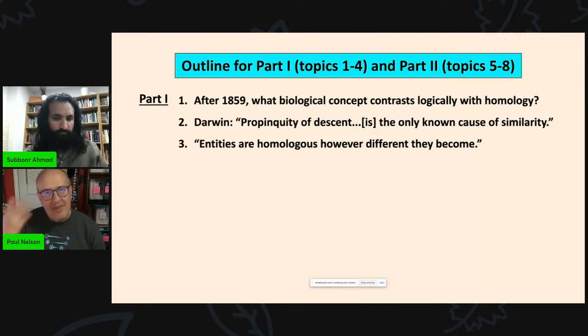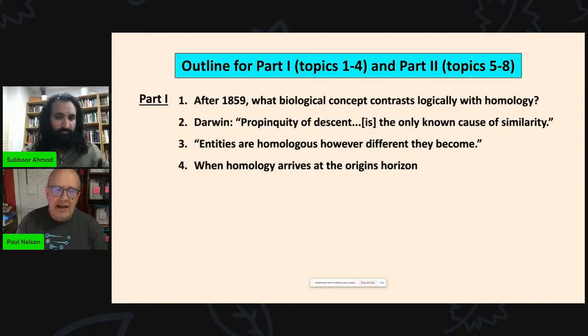It bumped my thinking, and I began to think about these topics in a different way after reading this chapter from Gieselin, where he says, entities are homologous however different they become. Which to me, when I first read it, I was scandalized by that claim. And lastly, and this is probably the most novel respect of this talk, we'll ask what happens when an inference of homology arrives at what I call the origins horizon. And that's how we'll finish part one today.